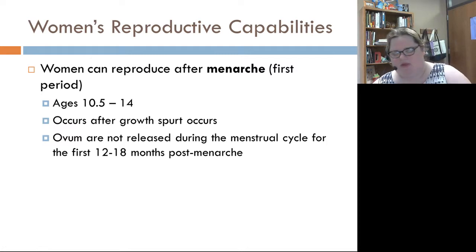With sexual maturation for women comes the ability to reproduce. And unfortunately, this means that a period starts to appear. Women can only reproduce once they've had menarche, which is their first period.